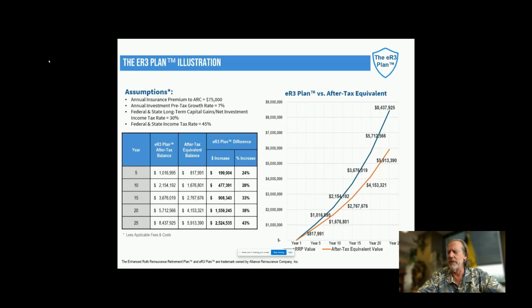Just to give you a little example of how this would look over a period of time, I just assumed an average amount of premium going in for a client to be about $75,000, which is about the equivalent of what they might be able to put into a combination of a solo 401k plus an IRA each year. If that money grew at 7% and they were in a capital gain rate of 30% and a tax bracket of 45%, you can see over time how much the differential is between having that money accumulate tax-free inside of a Roth 401k versus inside of a traditional after-tax account.